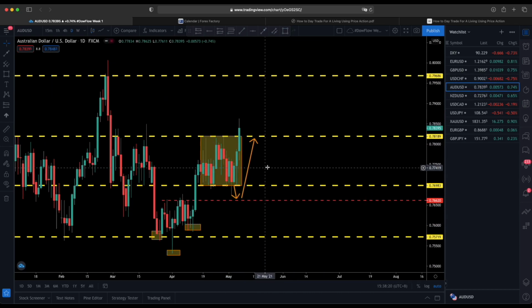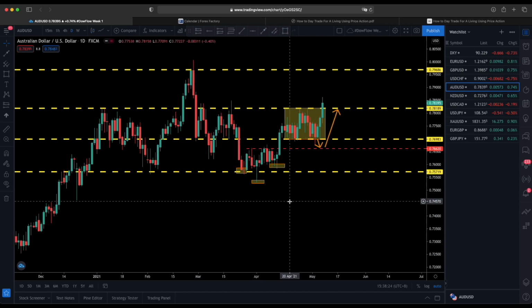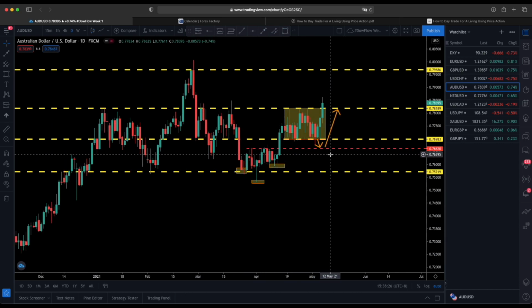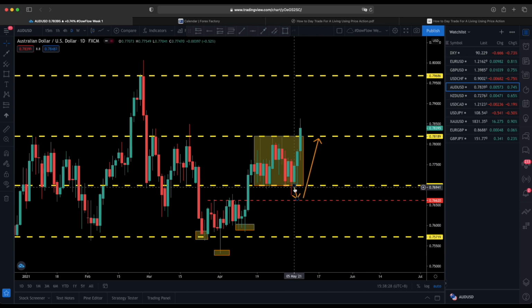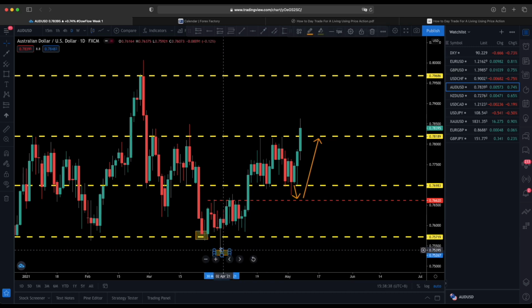Okay, let's move on to Aussie dollar. Aussie dollar has been consolidating for some time. I didn't really like trading this. In fact, this is the currency pair that we talked about last week. We said be very careful that there is a lower support here. Let me just clear this so that it's clearer. I don't want to clutter the charts.